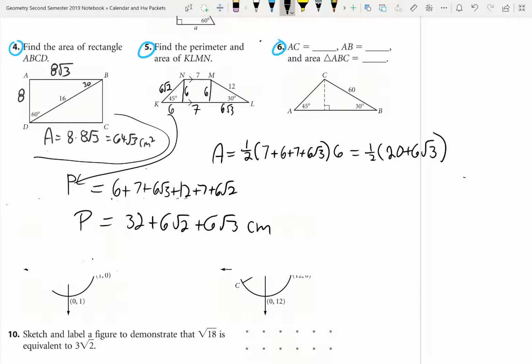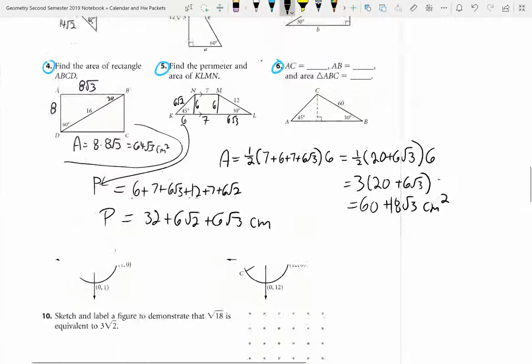Okay. Now again, you can't combine the 20 and the 6 root 3 together. But you can go 1/2 times 6 is 3, right? And that's going to be 60 plus 18 root 3. And that's your final answer. You're going to leave it like that.